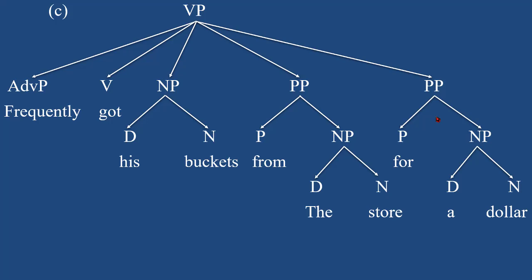Frequently got his buckets from the store for a dollar. You see, frequently is the adverb. Got is the V and it is the head. Got is modified by the NP, which is his buckets, the PP from the store, and another PP for a dollar. So the NP, the PP that we have here, and the PP both of them modify the V, which is the head, the verb.